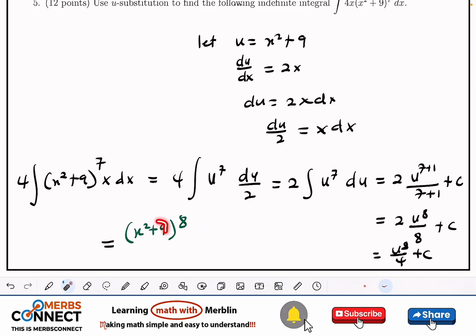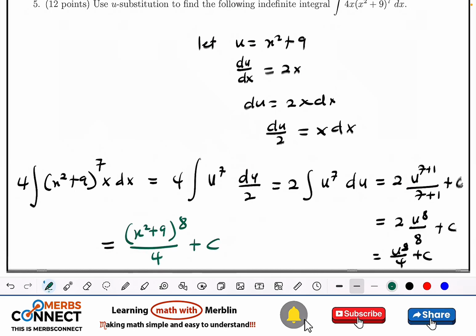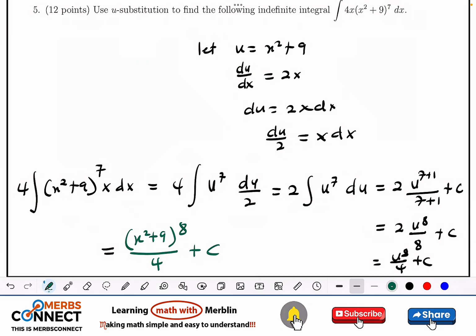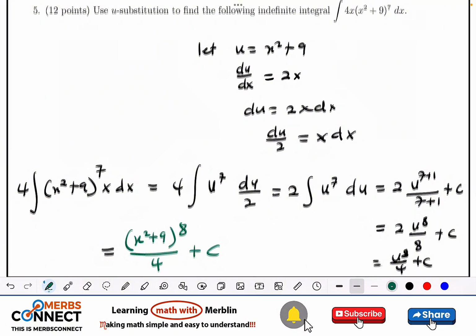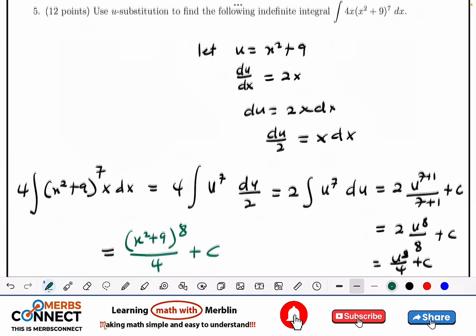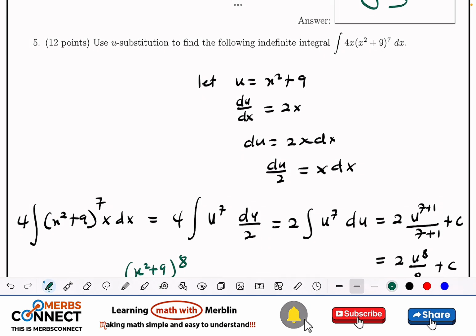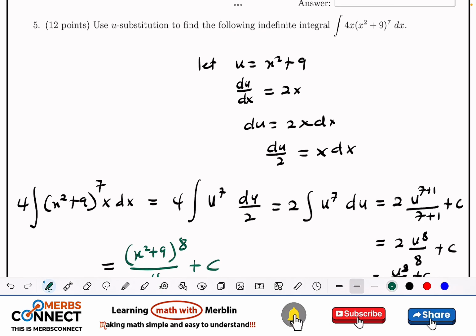So I'm just doing substitution here for the u, which is equal to this, divided by 4 plus c. So this is what I'm going to get at the end of the day. But you see that it's very nice when you are doing it. But I can also use a smart approach to do this, instead of the long approach.